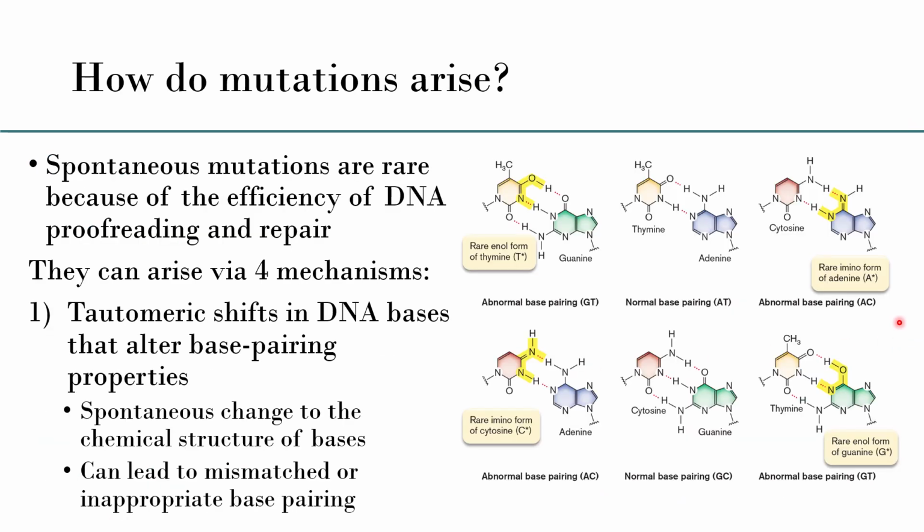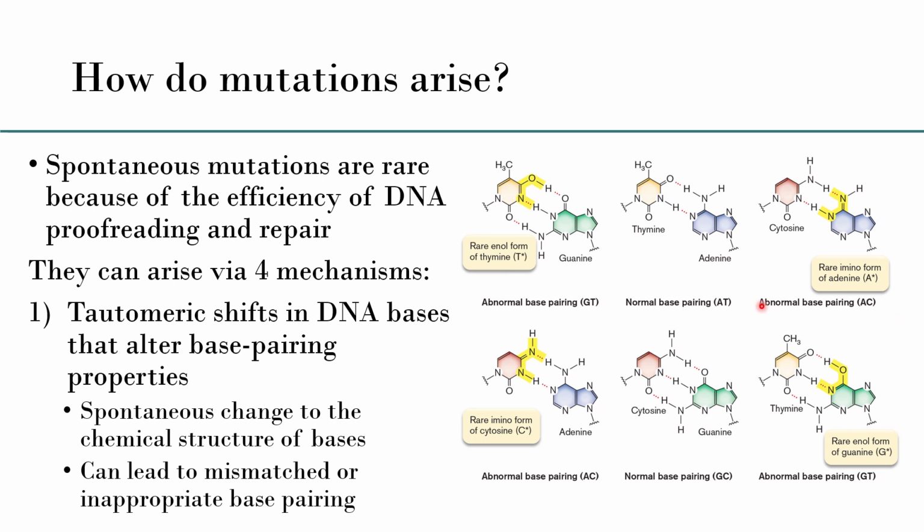So how do mutations arise? They are usually spontaneous changes, and they are rare because DNA has many different proofreading and repair mechanisms that we will talk about. But DNA polymerase 3, if you remember from our discussion of replication, the book portrayed DNA polymerase as a ring, an open ring. And it's due to the shape of the polymerase that it has its proofreading ability.